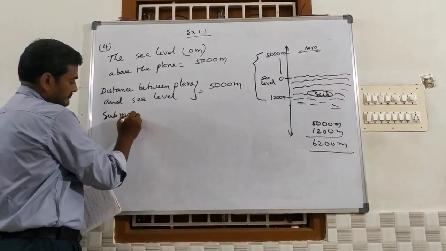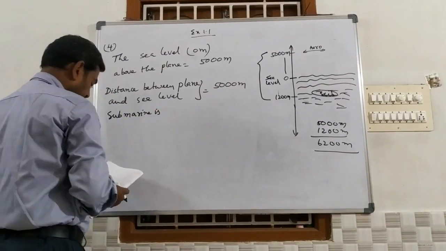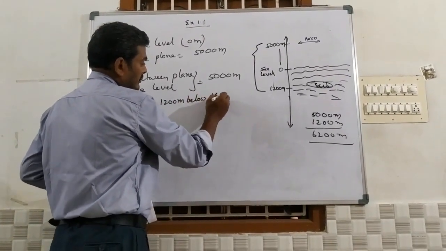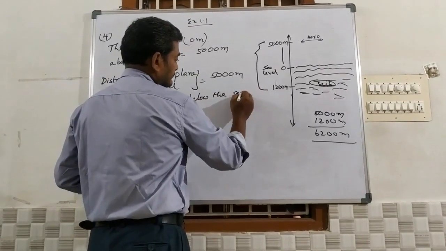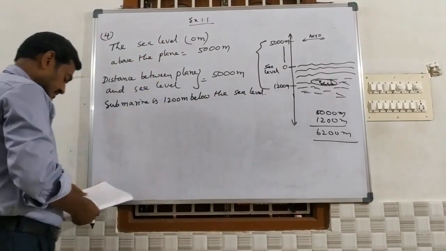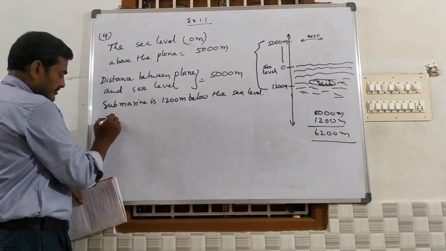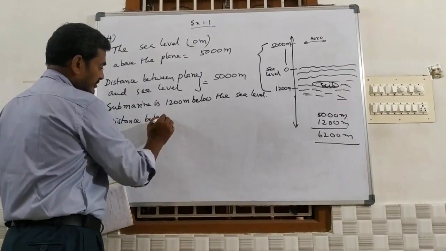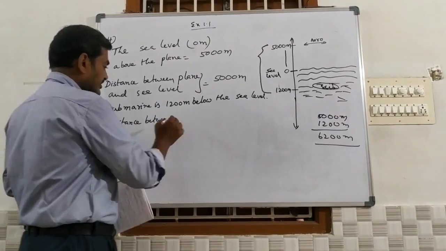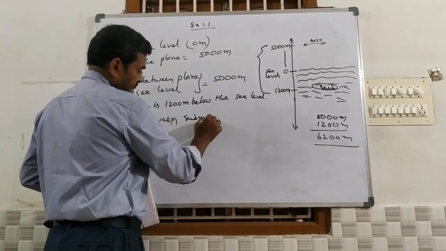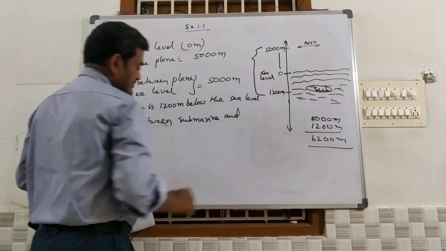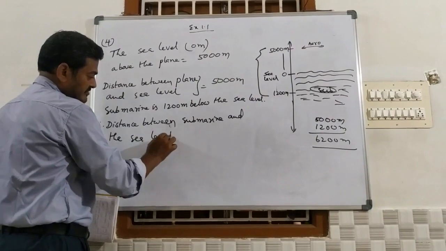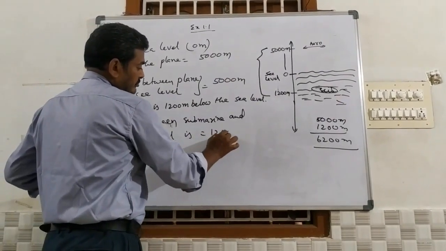The submarine is 1200 meters below the sea level. Therefore, the distance between the submarine and the sea level is 1200 meters.